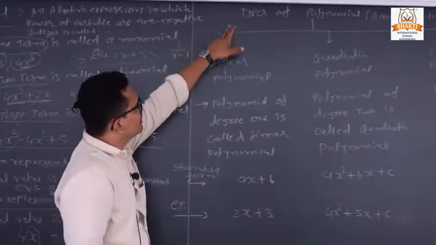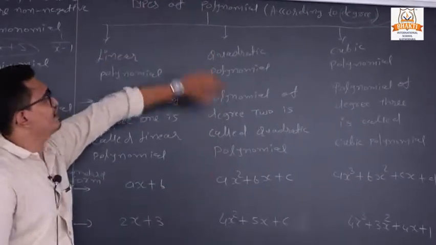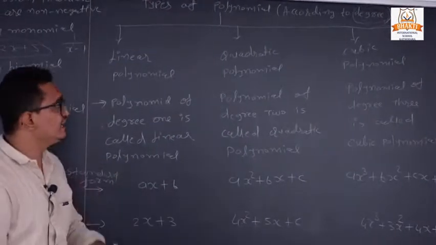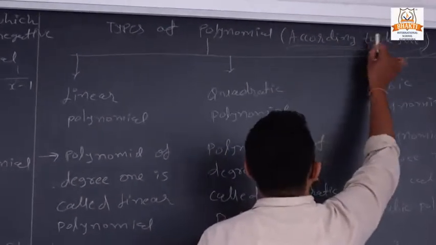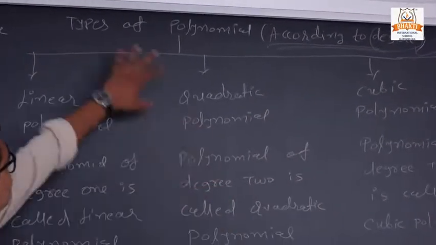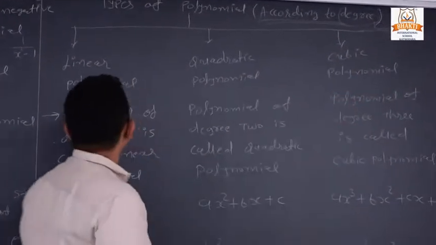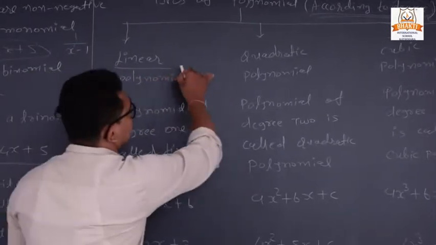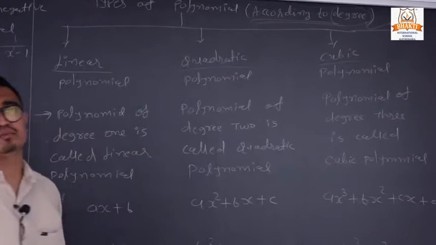It is called types of polynomial. So in types of polynomial, what happens? According to the degree, we have three types of polynomial. First, it is called linear polynomial. Second, it is called quadratic, and third, it is cubic polynomial.